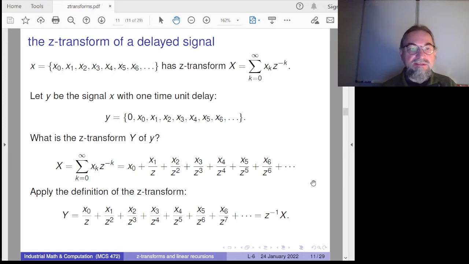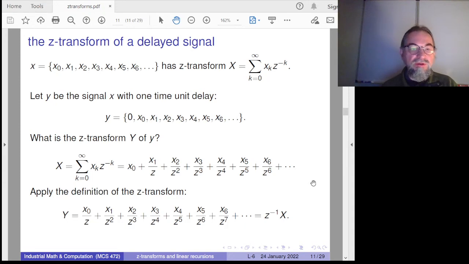Sometimes we delay a signal. So if we have an original signal x0, x1, x2, x3, with z transform capital X, then consider the signal y that comes with 1 unit delay. So what is now the z transform of the signal y? What is the capital Y? Well, there is no y0, so we immediately start with y1, and the y1 is the x0 in the original system.